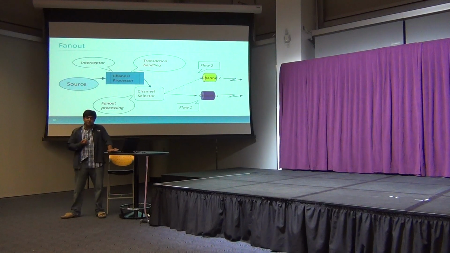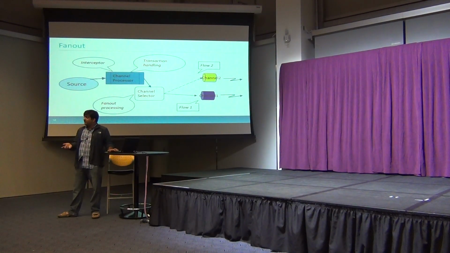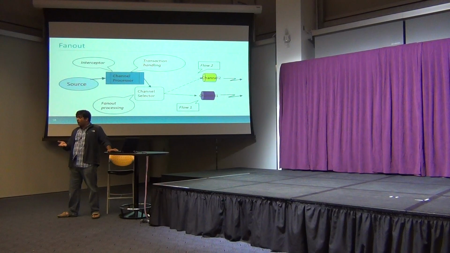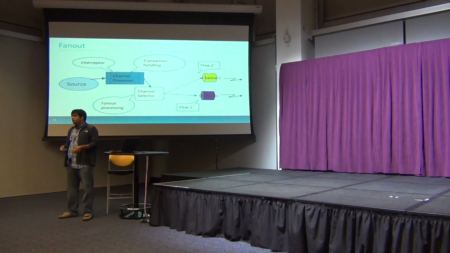At which point the channel processor passes the events into a channel selector. The channel selector decides where the events have to go. And then it says, okay, it has to go to channel 1 and channel 2, or it has to go to only channel 1. At that point, you decide, okay, write to channel 1, write to channel 2.